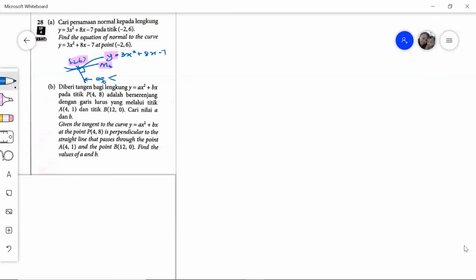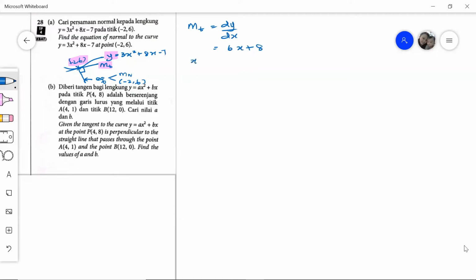So to find the equation of this normal, we must have the gradient of the normal and also the point on the normal. So the point is (-2, 6). So this is our target, but I do not have the gradient of the normal. How do I find it? The gradient of the normal is related to the gradient of the tangent. So we can first find the gradient of the tangent. The gradient of the tangent is differentiating y with respect to x. That is 6x plus 8. This is the gradient function.